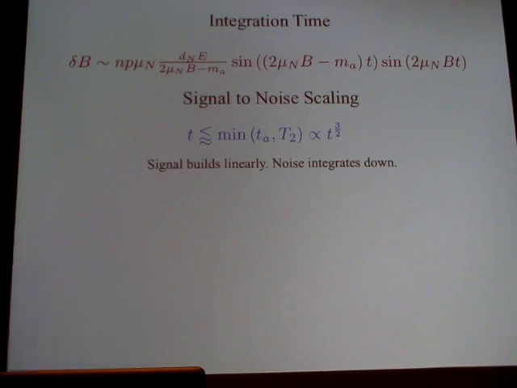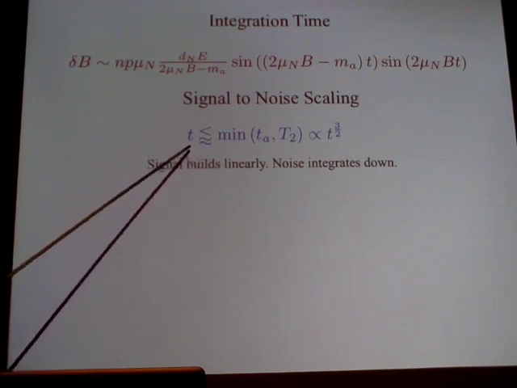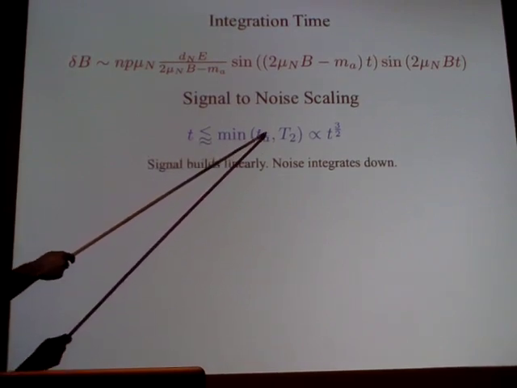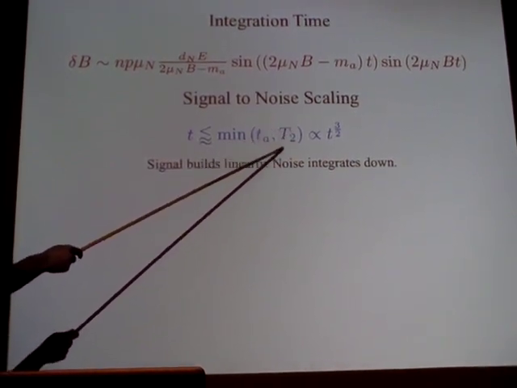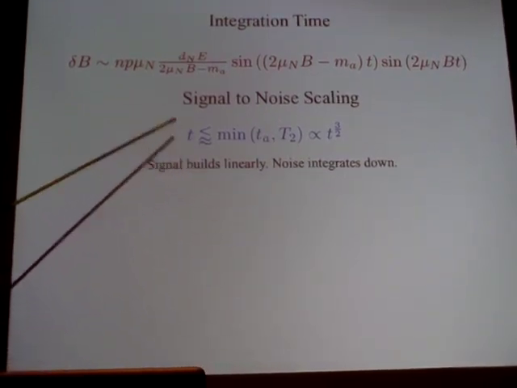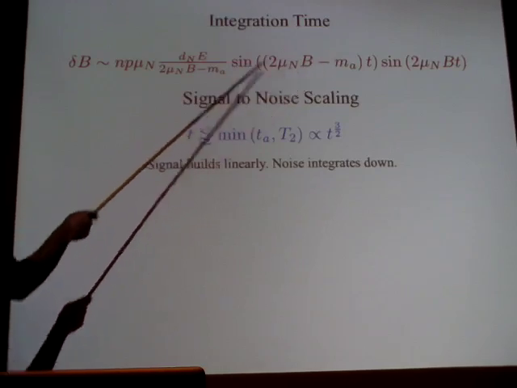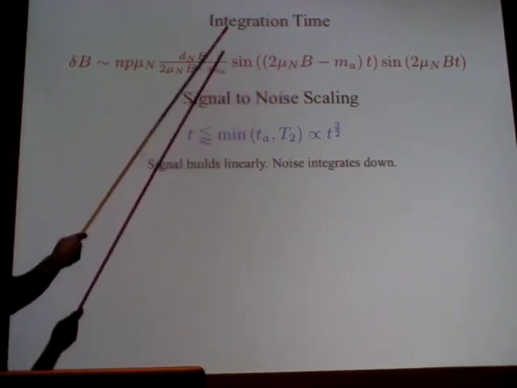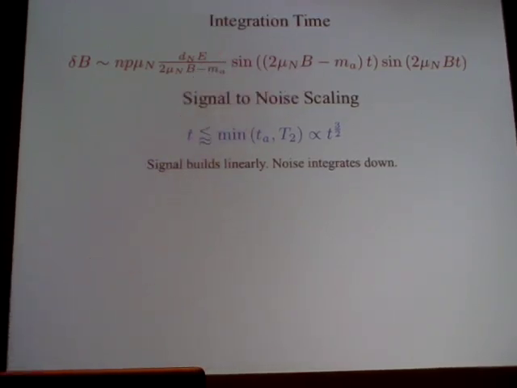The final issue is the integration time. How much time do I really have to see the signal? Let's look at how the signal to noise scales over different ranges. For really short times, much below the axion coherence time as well as the T2, the time over which my system still remains resonant, the signal will build up linearly in time. I'm gaining the full resonance, so my signal goes up in time. Noise, of course, integrates down as square root of t, so signal to noise will go up as t to the 3/2.